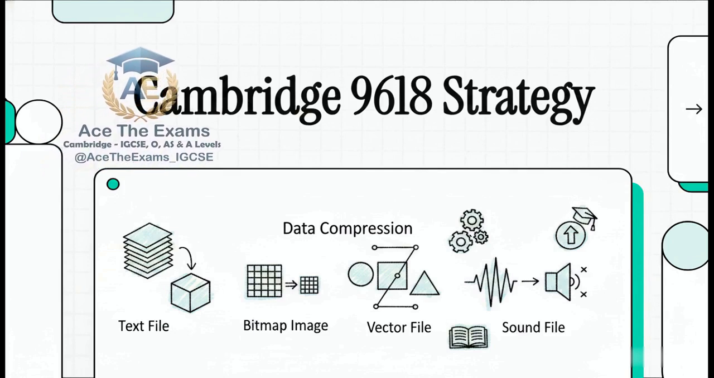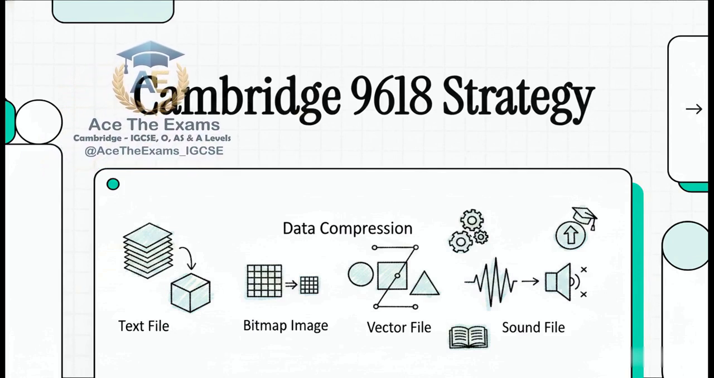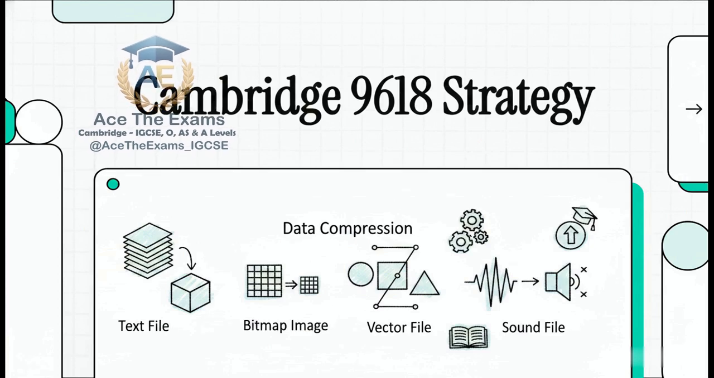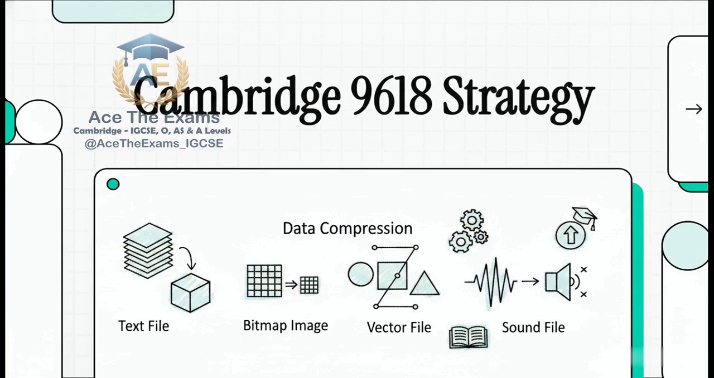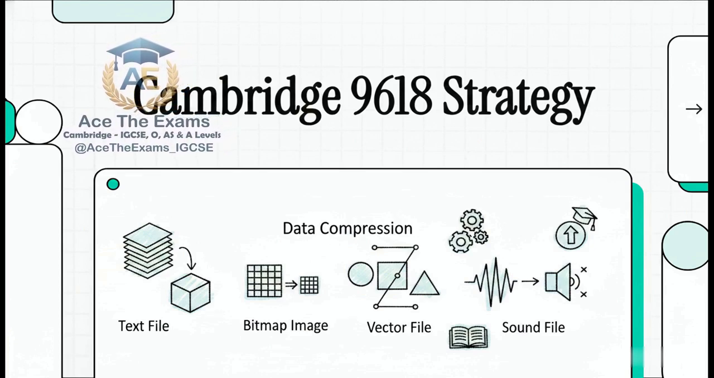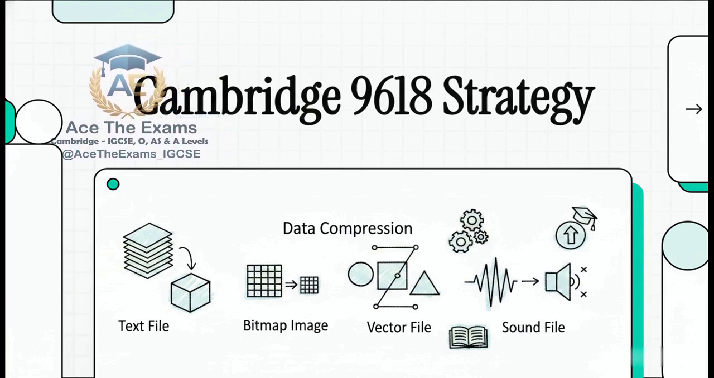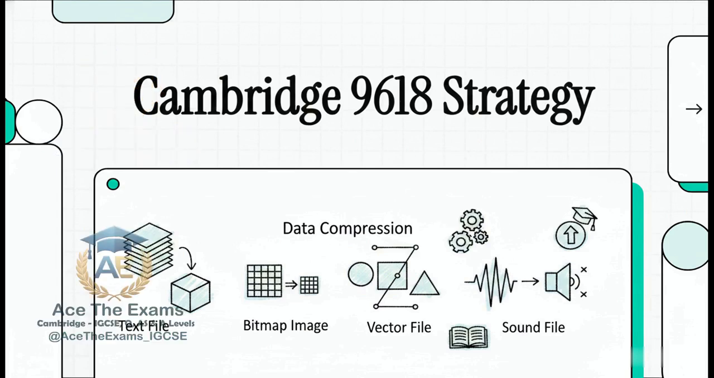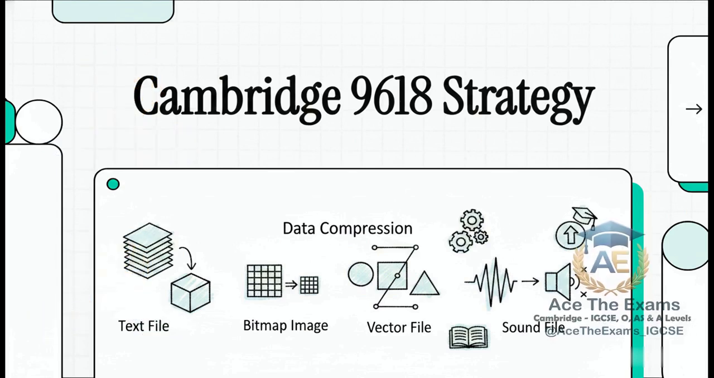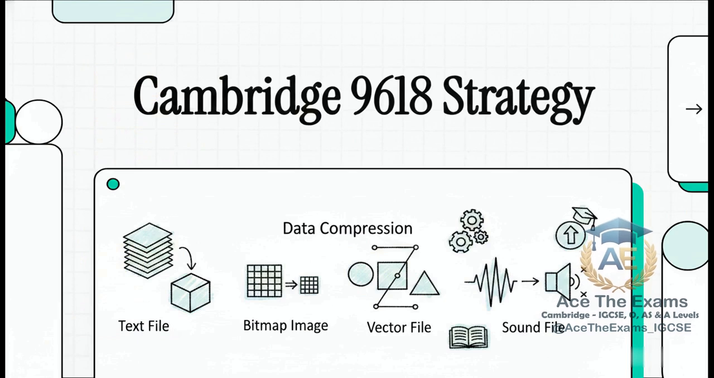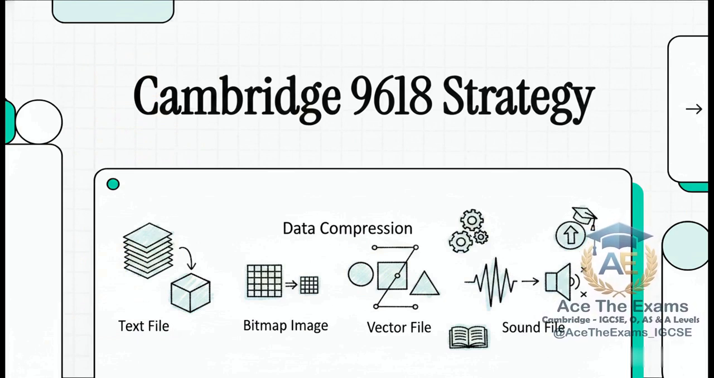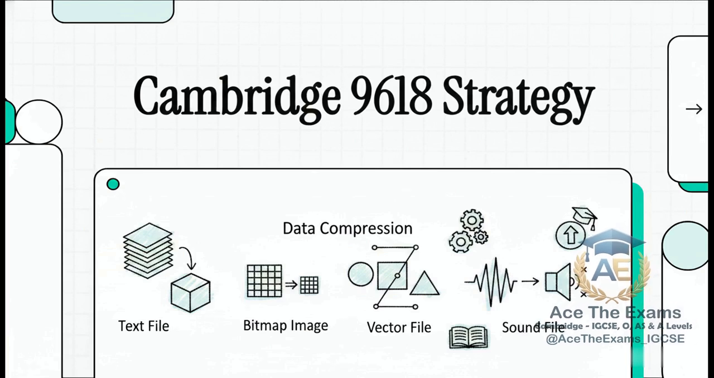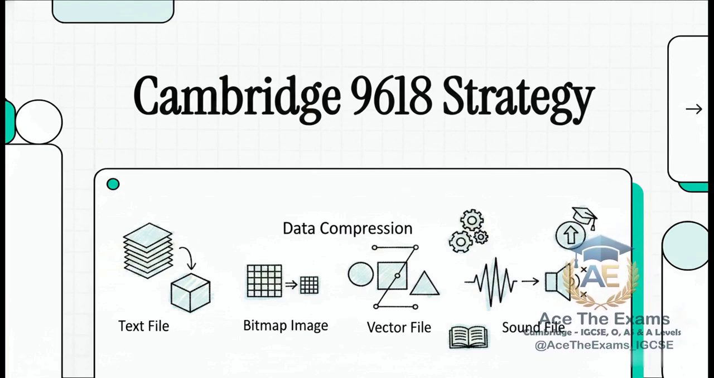I am so excited you're here today because we are treating this explainer like a high-stakes pit stop. We're looking at a massive topic: compressing text files, bitmap images, vector graphics, and sound files. Whether you are tackling syllabus code 0417, 0478, 0983, 0984, 2210, or especially the AS and A-level 9618, the strategy remains the same. Every mark is a second shaved off your lap time. If you want a real strategic advantage, you are in exactly the right place.